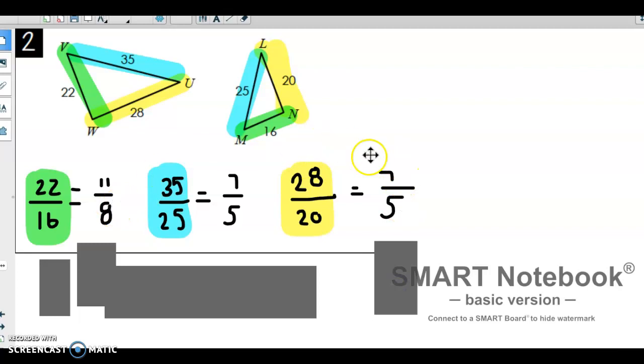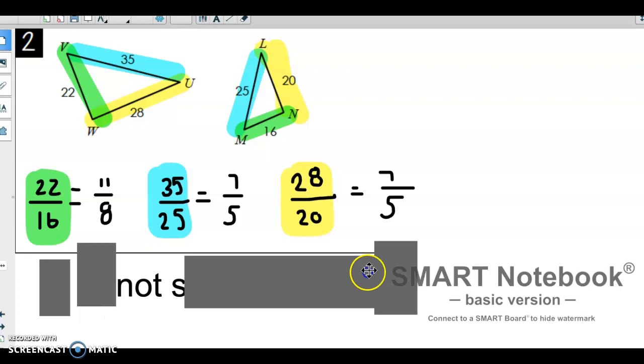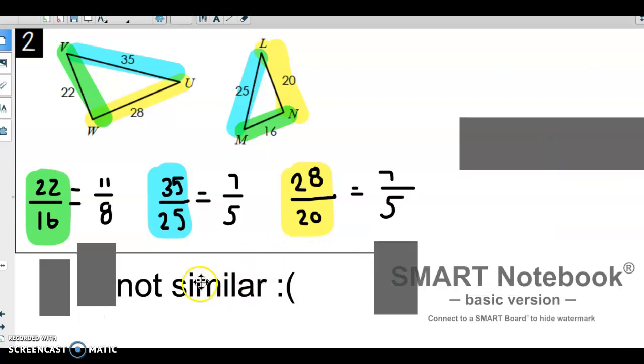So now we have simplified all of our fractions and found the ratios of corresponding sides, and I need you to tell me whether or not these 2 triangles are similar based on these simplified fractions that we found. Hopefully you said that the triangles were not similar because all of the corresponding sides are not proportional. In order for triangles to be similar, all 3 pairs of corresponding sides need to be proportional. So these are not similar. When the triangles are not similar, we cannot write a similarity statement. So we're done with number 2.